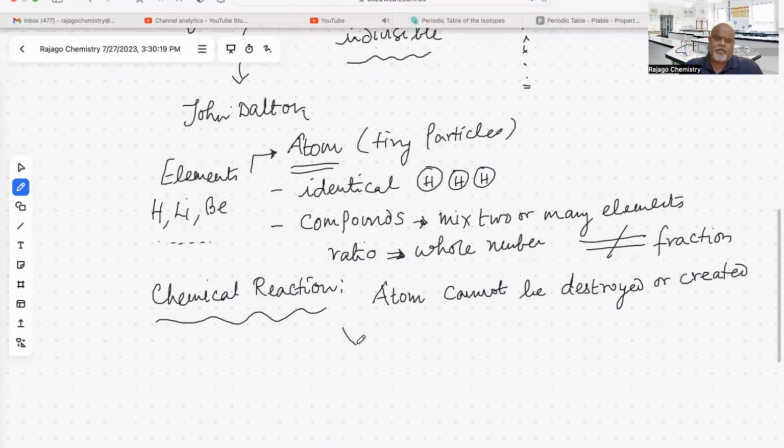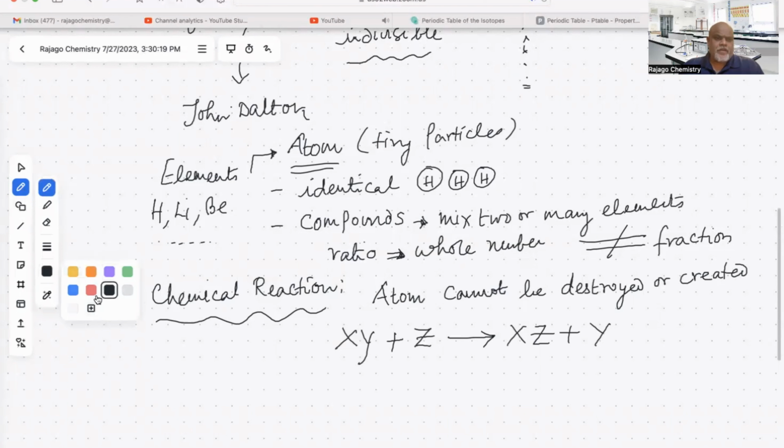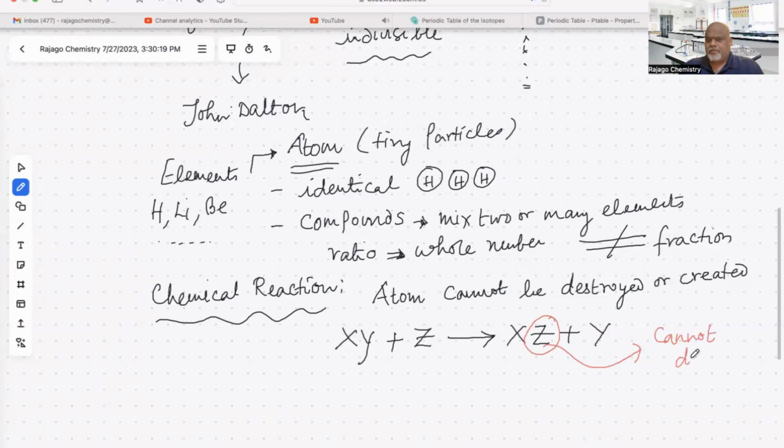Okay, so let's say you have XY, a compound, and it reacts with Z, an element. It can interchange and then form XZ and Y. So in other words, in the reaction, the Z cannot disappear. The Z cannot disappear. Okay. So it must be somewhere. Either it would be unreactive or it should go with someone.